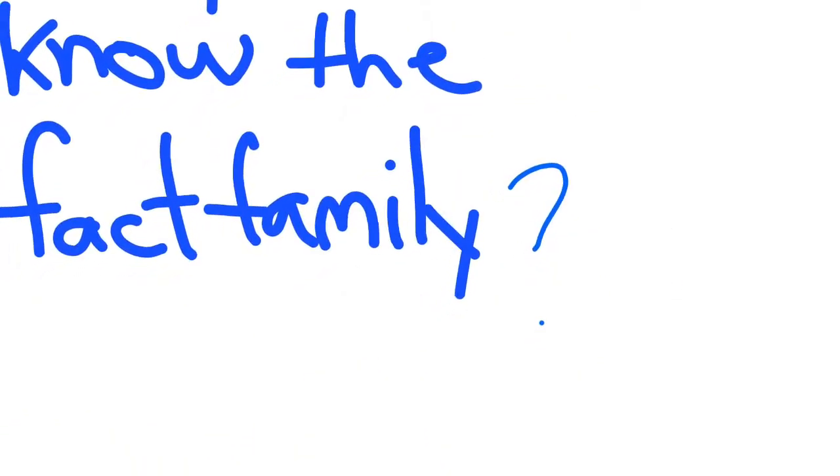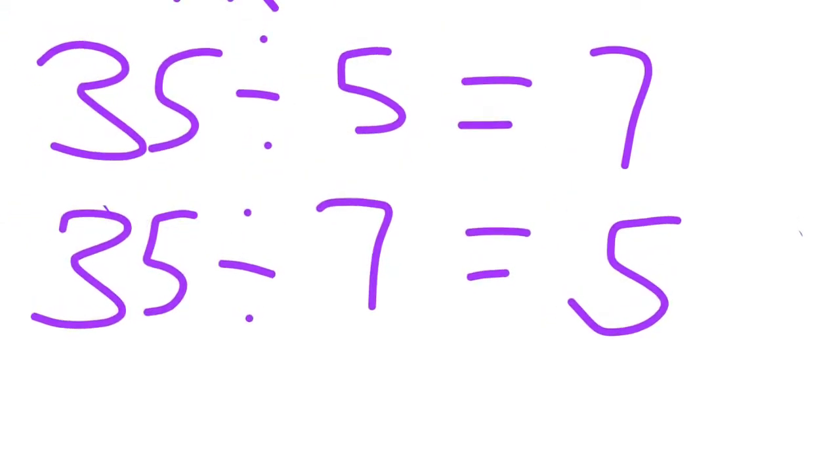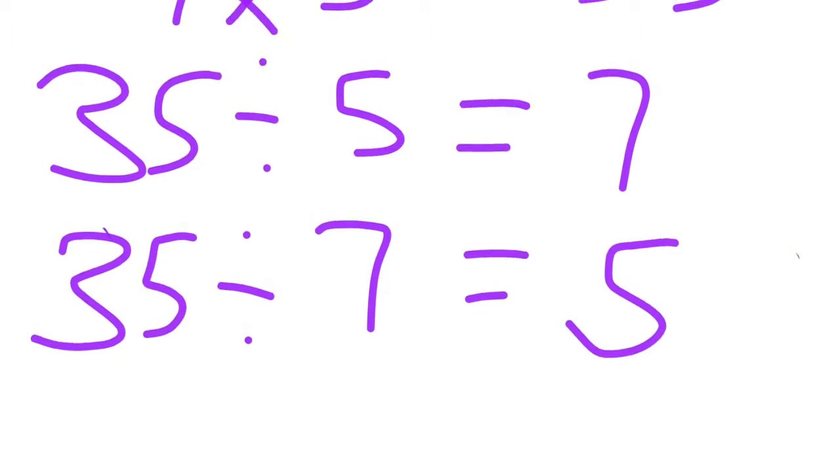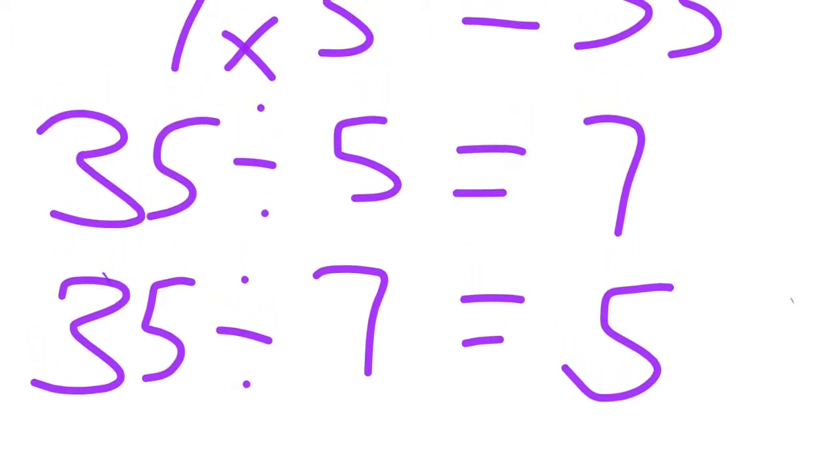Do you know the fact family of 7 times 5? This is the fact family of 7 times 5. 5 times 7 equals 35. 7 times 5 equals 35. 35 divided by 5 equals 7. And 35 divided by 7 equals 5.